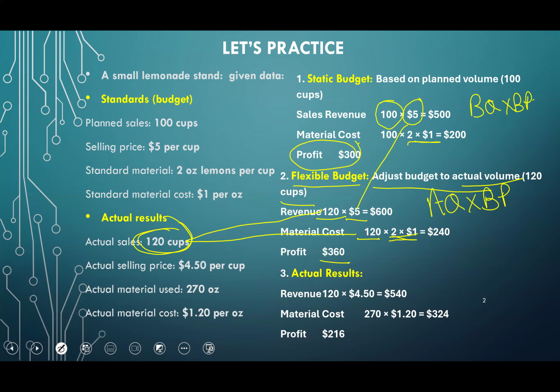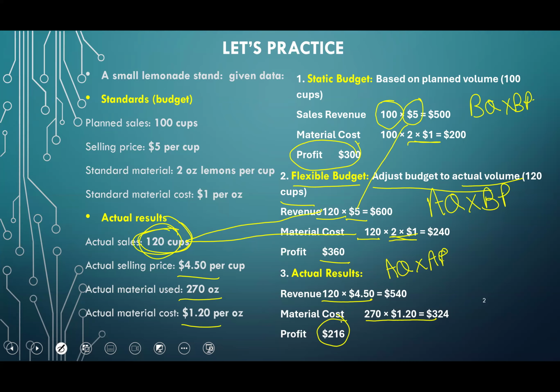Finally, the third one is actual results, which is actual quantity sold at the actual rates. Okay, so here I'm saying I have 120 cups which I sold at 450. So my actual revenue is 540. My material cost, I used 270 ounces of lemon at $1.20. So this is my material cost. I subtract and I get a profit. So essentially, I have three different calculations that I have made here. One is a static budget column, one is a flexible budget column, and one is an actual column.